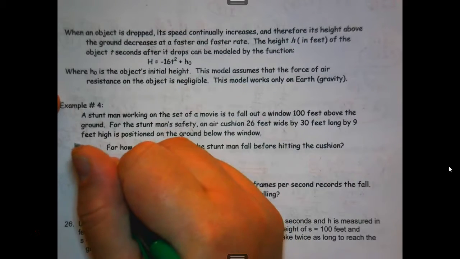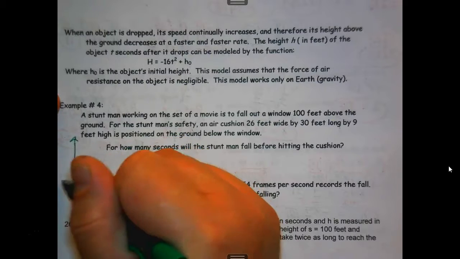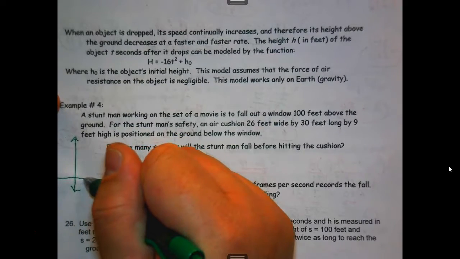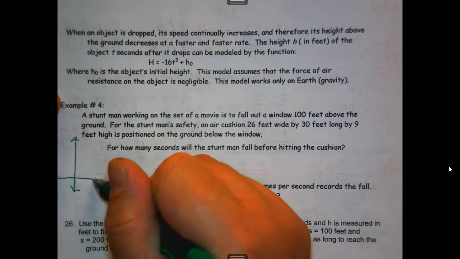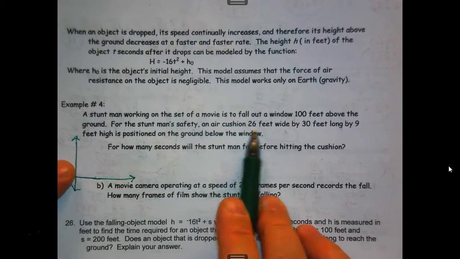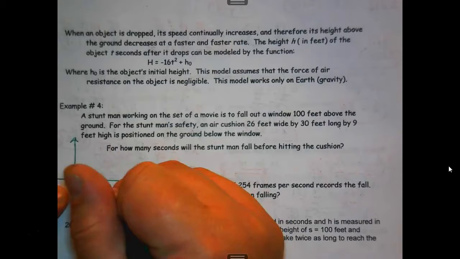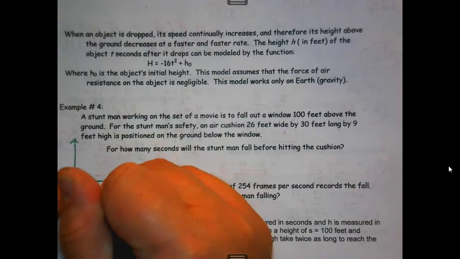Well, I don't know. So let's draw a picture of this. Here's my height. Here's my time. So let's see. I don't care how big this air cushion is. I care about how high it is. So my ground now is at 9 feet.